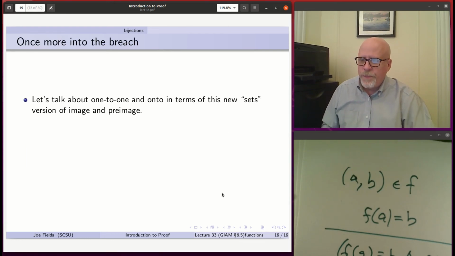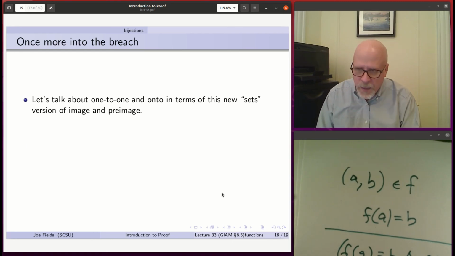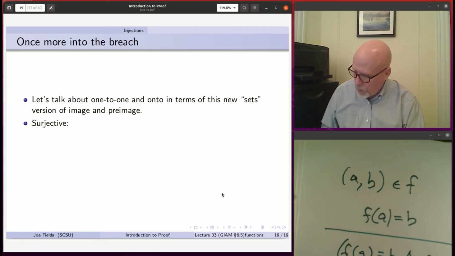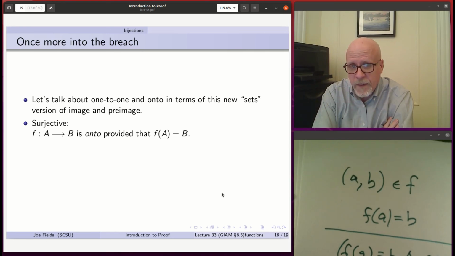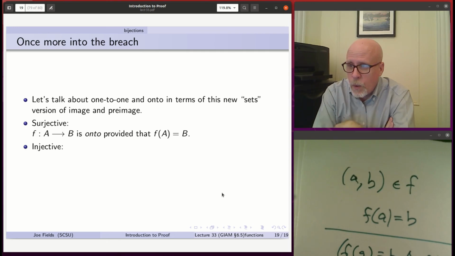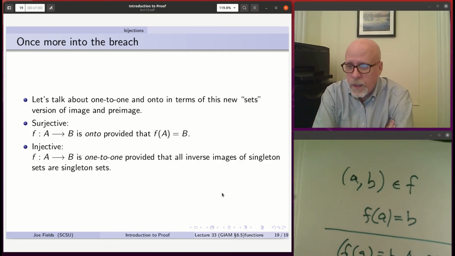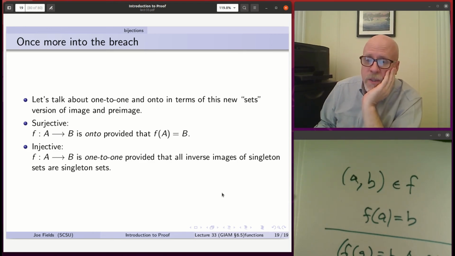Why do we have those? Well, mostly just to say this bit about one-to-one and onto in one more way, in terms of these set versions of image and pre-image. So what does surjection mean? You're onto if the image of A is B. And one-to-one is a little more complicated, but what it really comes down to is that inverse images of sets having one element have to be sets that have one element. Inverse images of a singleton set are indeed singletons.